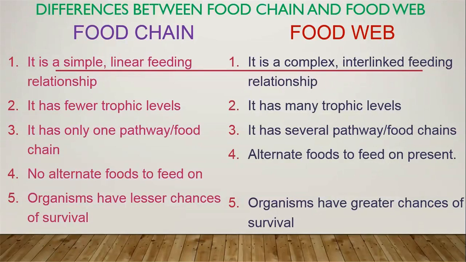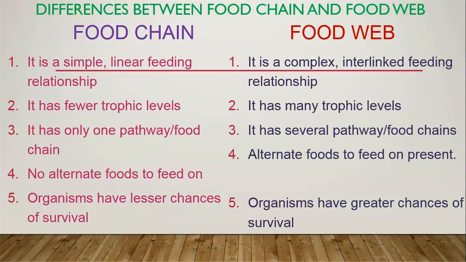Number one, a food chain is a simple linear feeding relationship, unlike a food web, which is a complex interlinked feeding relationship. Number two, a food chain has fewer trophic levels; a food web has many trophic levels. Number three, a food chain has only one pathway, then a food web has several pathways of food chains. Number four, no alternate food to feed on by the organisms in a food chain. Under a food web, alternate food to feed on is present.